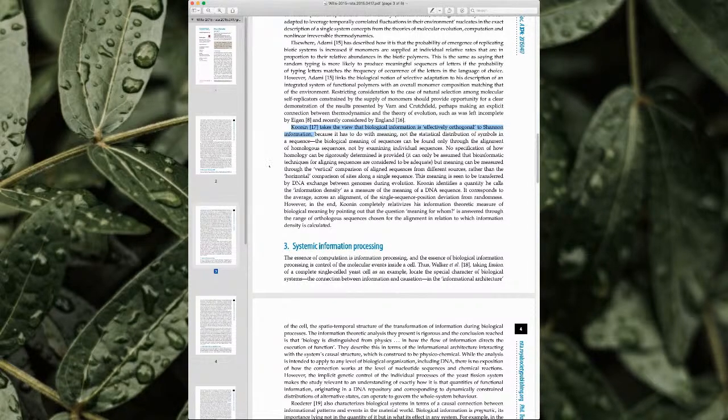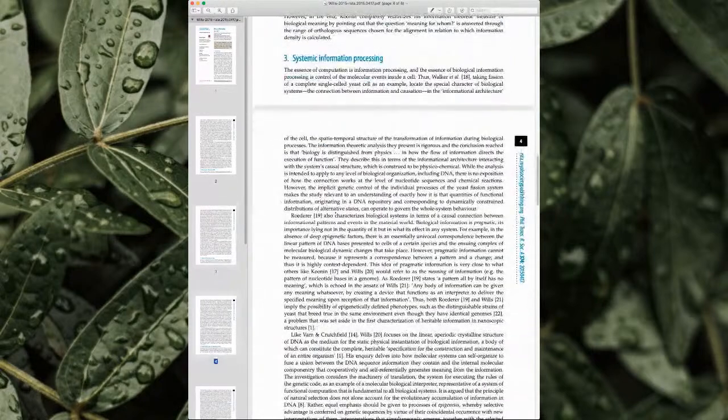And then he goes on and he talks about Roederer right here. And Roederer has this idea, the meaning of information is Roederer's important point. So he goes over that, and that is another paper. And Roederer also talks about epigenesis as being an important part of how we decipher the complexity of this information.